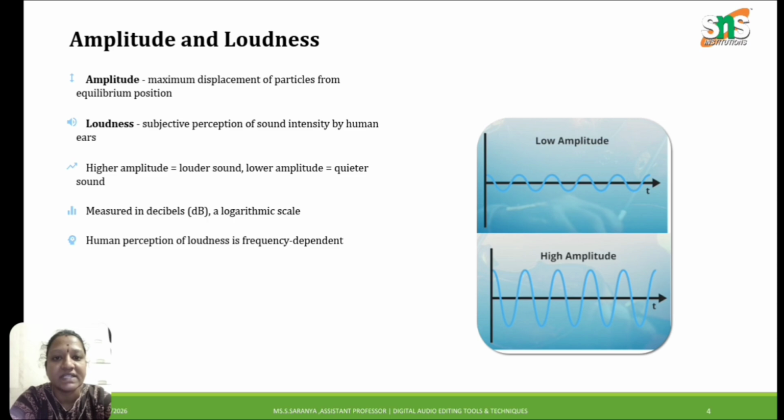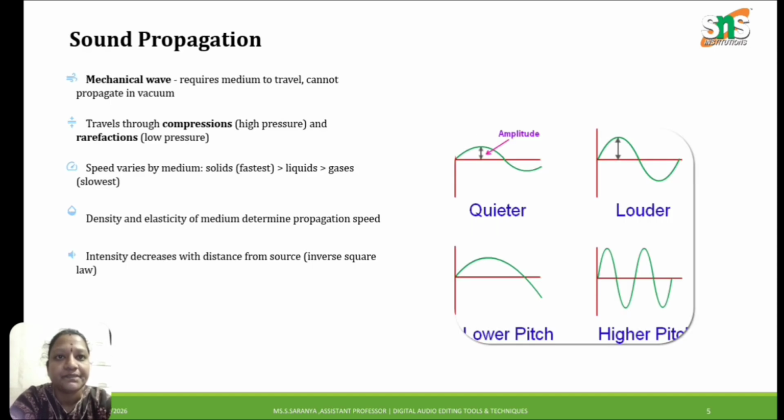Amplitude and loudness. Amplitude is associated with the loudness of sounds. Sounds with higher amplitude are perceived as louder, while lower amplitude sounds are softer. Loudness is commonly measured in decibels, which is a logarithmic scale. Moreover, the human ear does not perceive all frequencies equally. The loudness we perceive follows the logarithmic scale.